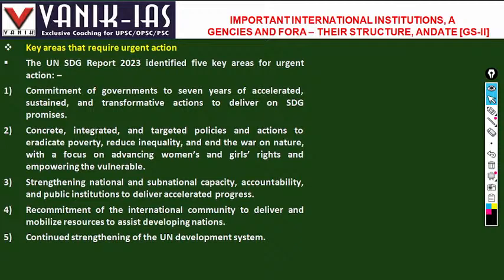Okay, so concrete, integrated, and targeted policy and action to eradicate poverty, reduce inequality, and end the war on nature, with a focus on advancing women's and girls' rights and empowering the vulnerable sections of society.